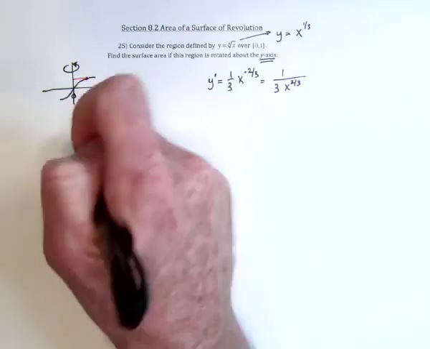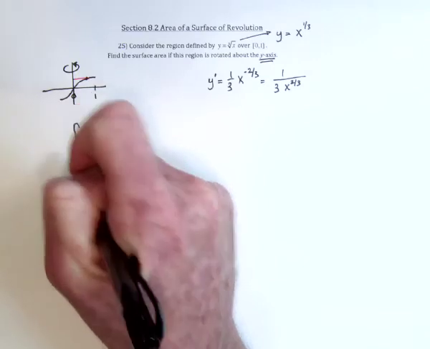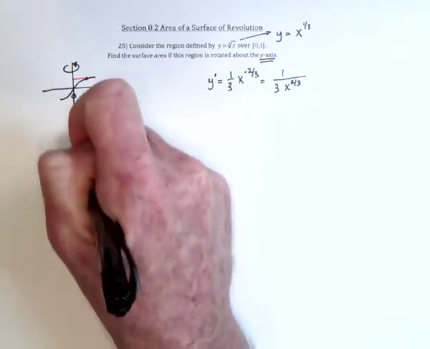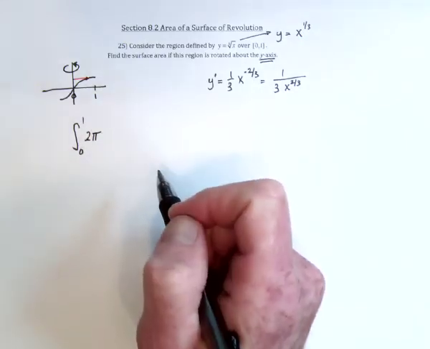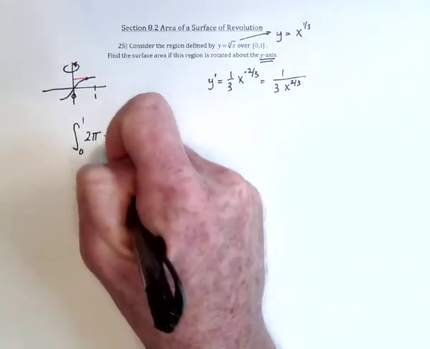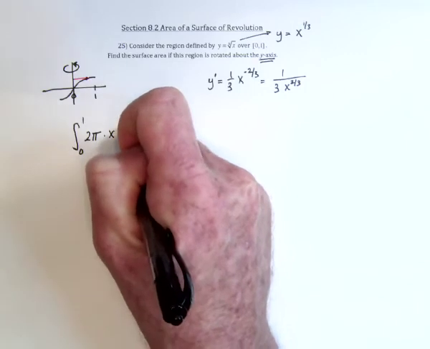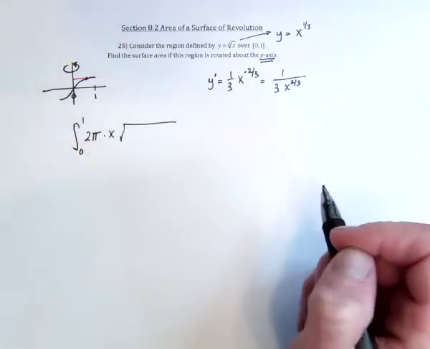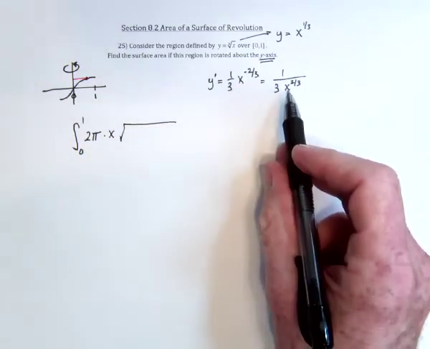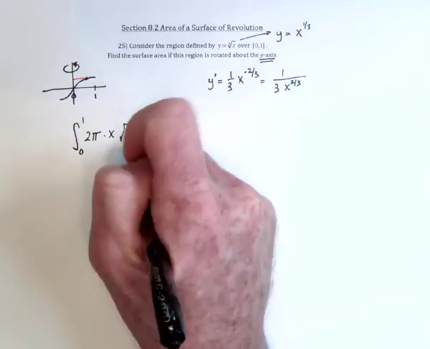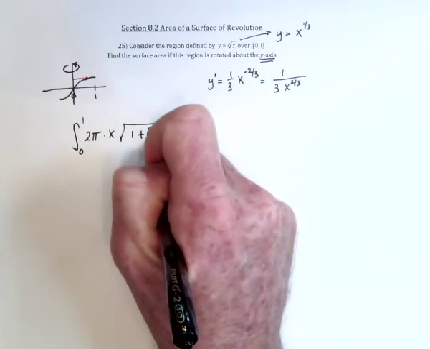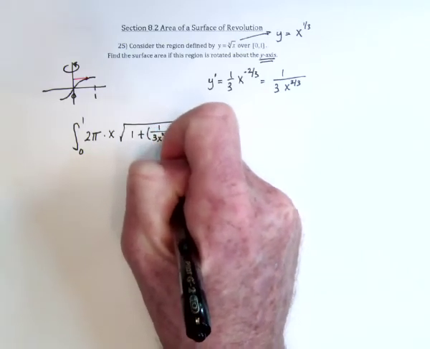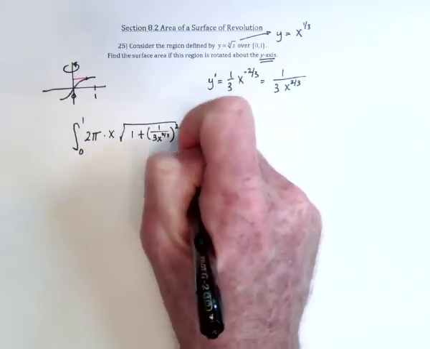So we've got surface area: integrate on the interval from 0 to 1, 2 pi times the radius, which for this is going to be x, and then times the arc length. So the square root of 1 plus this being squared. So 1 plus 1 over 3x to the 2/3 is being squared.